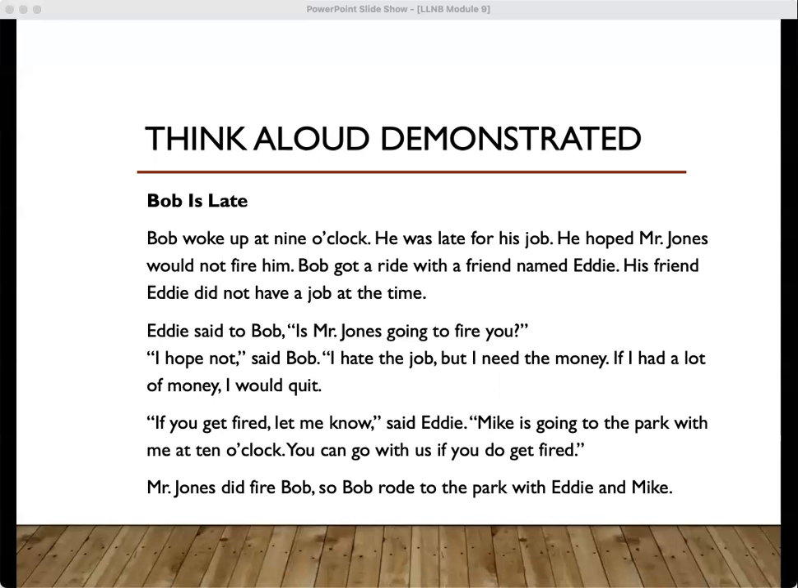"If you get fired, let me know," said Eddie. "Mike is going to the park with me at 10 o'clock. You can go with us if you do get fired." Mr. Jones did fire Bob, so Bob rode to the park with Eddie and Mike.